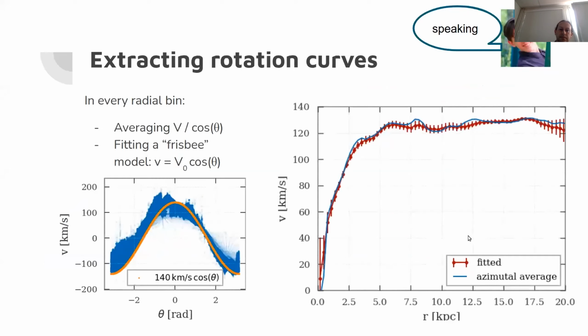We applied two approaches for extracting the rotation curve from the velocity map. The first option is to compute the average velocity, taking into account the angular coordinate. Another way is to fit a very simple frisbee model to every ring. The fitting procedure yields the amplitude, which corresponds to the desired velocity. As we see on the right panel, these two approaches give almost identical results.